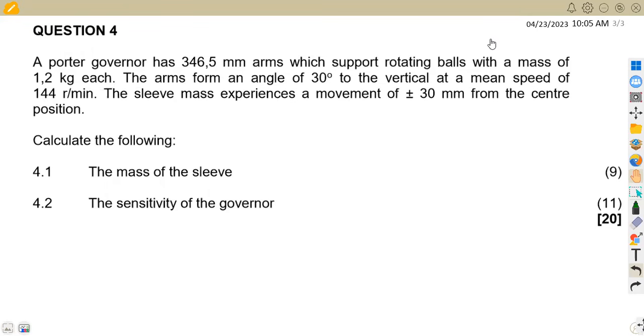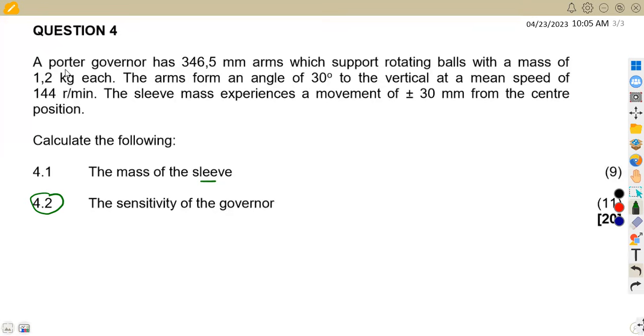Still working on governors and revising from our past exam papers. We have a question from August 2015 on a Porter governor. We had a similar question in the April 2023 question paper. The only part asked there was to calculate the sensitivity of the governor. But now this part involves a question where you are to calculate the mass of the sleeve, which most of the time you are given, but this time they need you to calculate that mass.